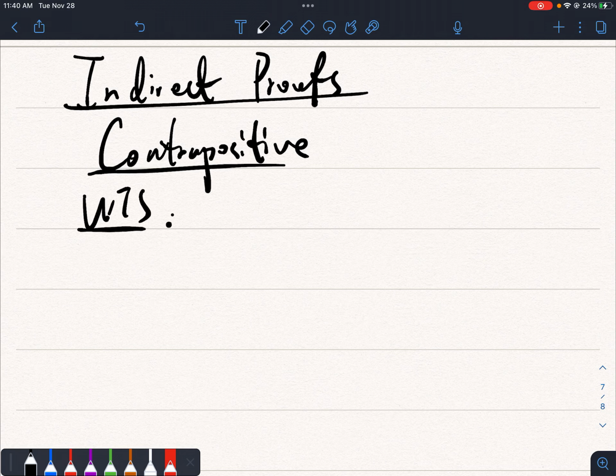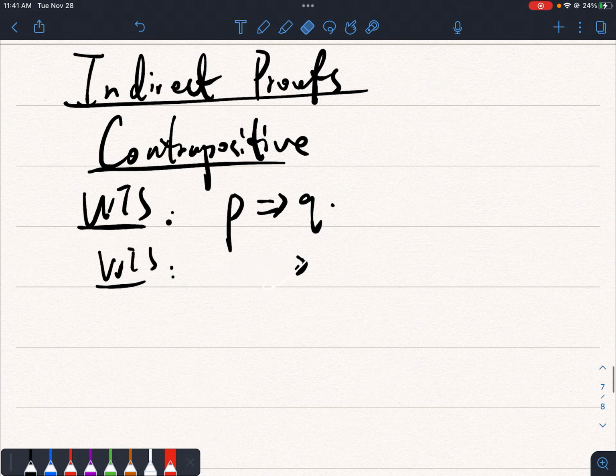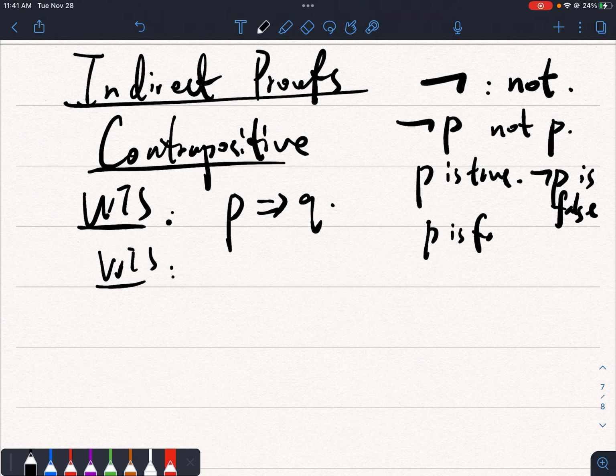So if you want to show that P implies Q, then all you need to show is not Q implies not P. I didn't introduce the notation earlier because I thought it might be too simple, but this symbol just means not. So not P: if P is true, then not P is false, and if P is false, then not P is true.